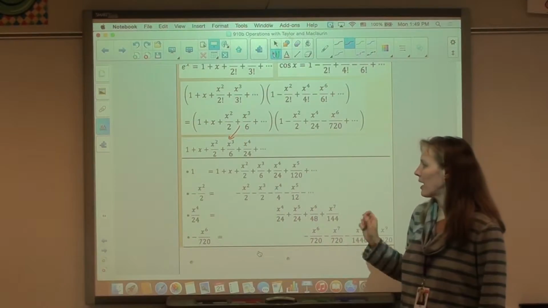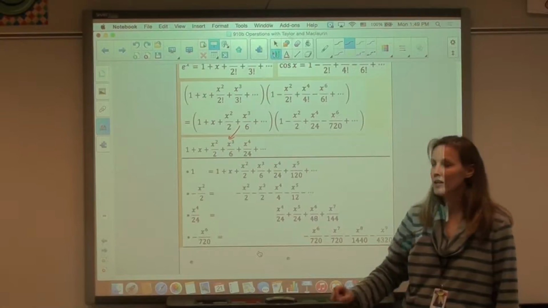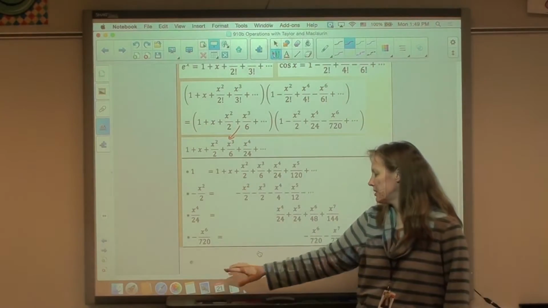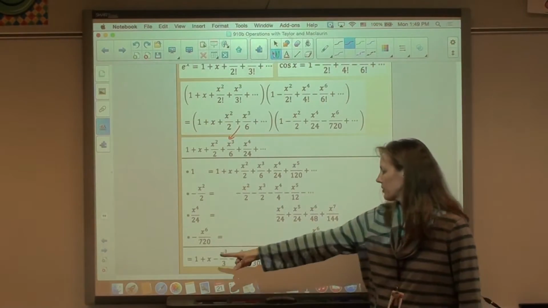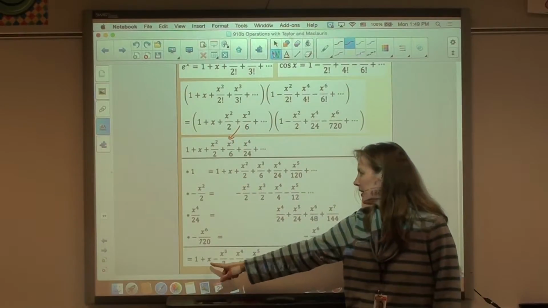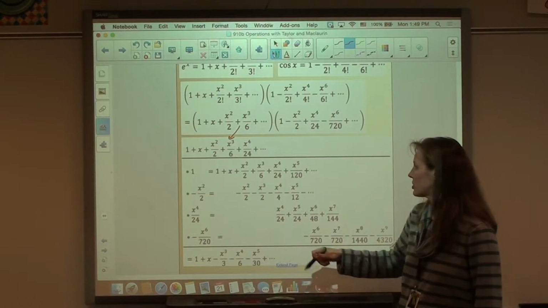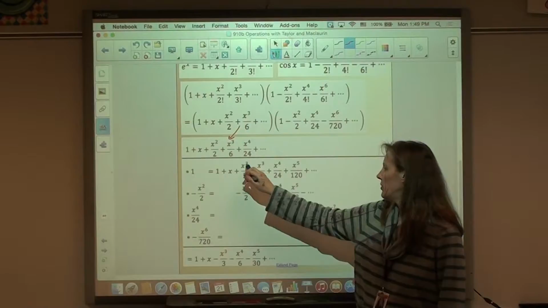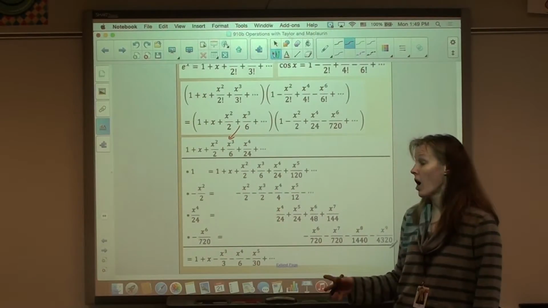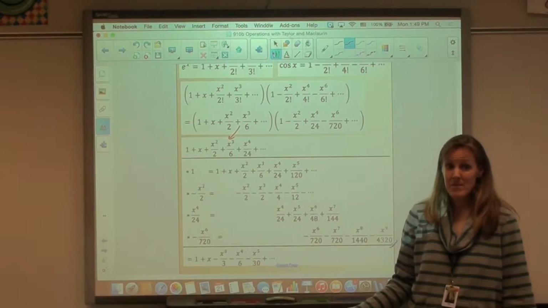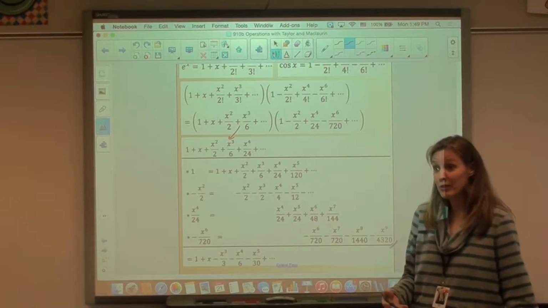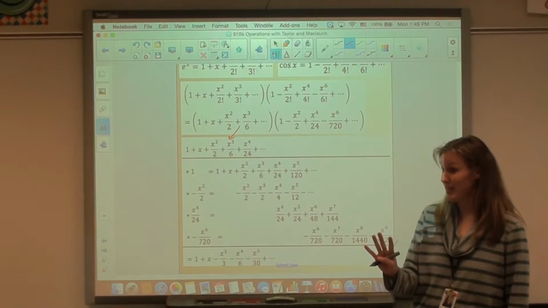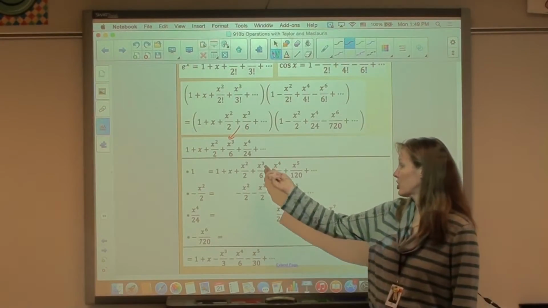So for example, when I combine my terms, I combine all my constants, I get 1. I combine all my x's, I get x. To get my x squareds, x squared over 2 minus x squared over 2, they're gone. Boy, it's a good thing I went further out, because I have to have 4 terms, right? So now I have my x cubes.